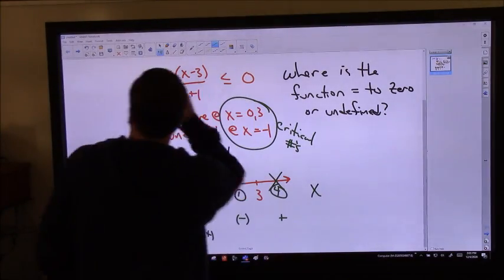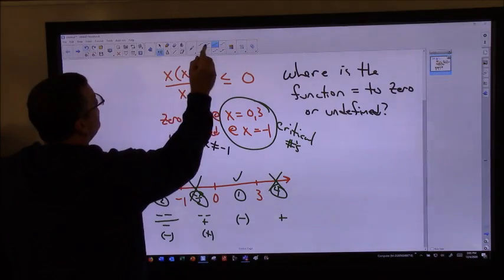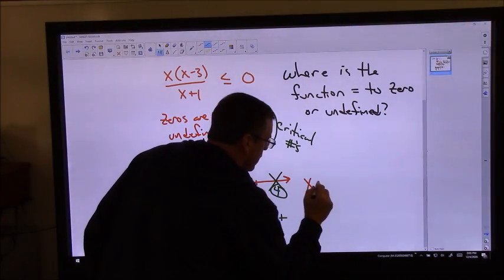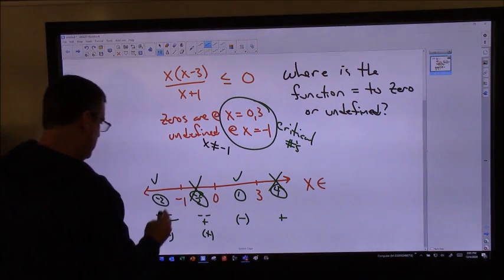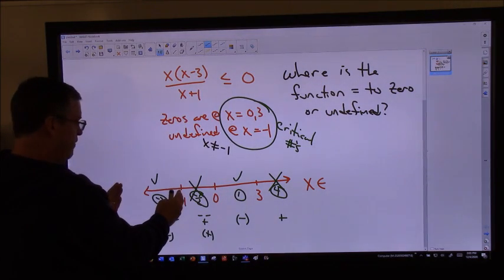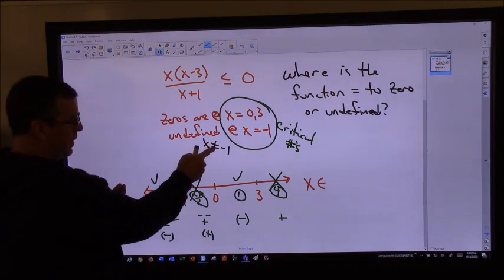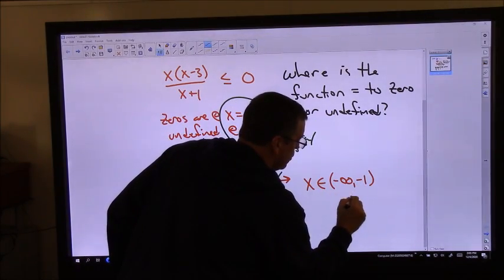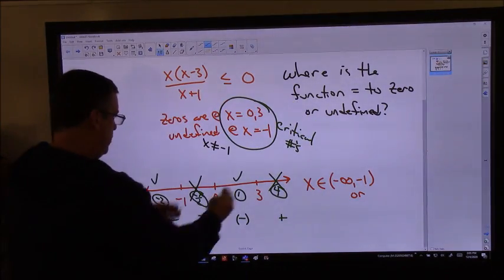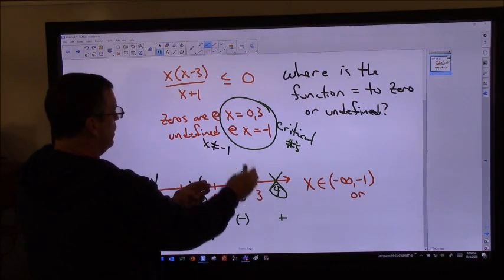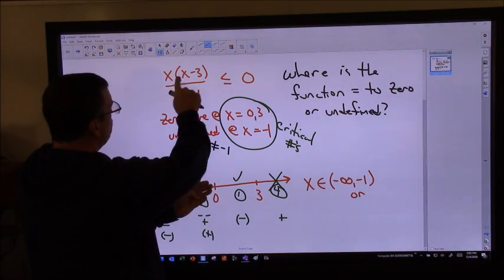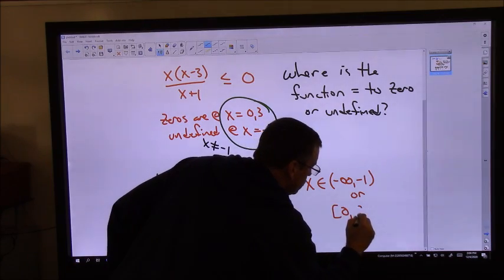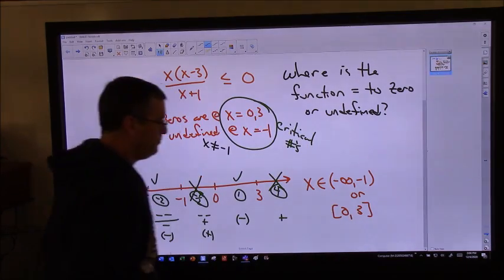And just to make sure we understand what we're saying, when we say x is an element of the interval from -infinity to -1, and remember, x can't equal -1. Or, we're in this interval from 0 to 3. It's okay to equal those. That's where my zeros are. So I want 0 to 3, that interval.